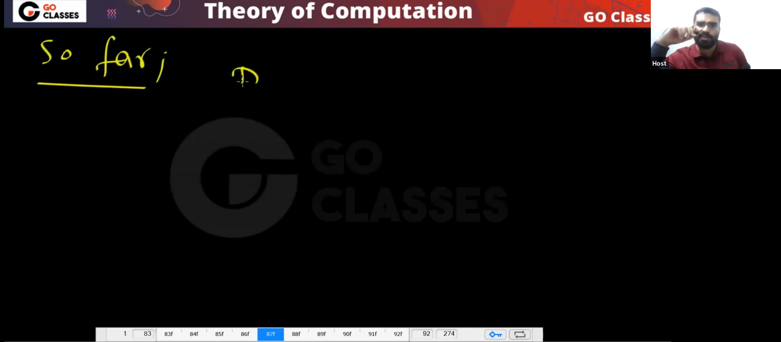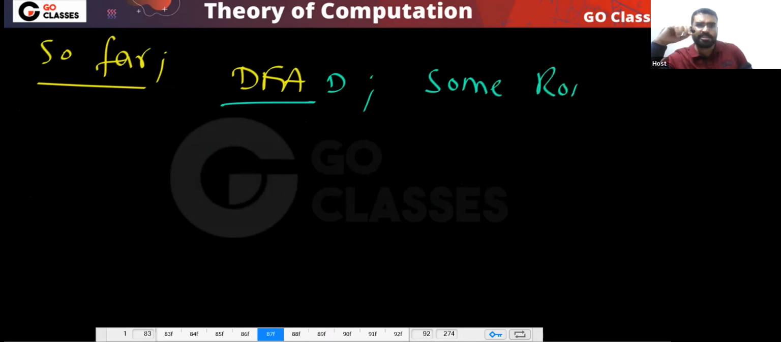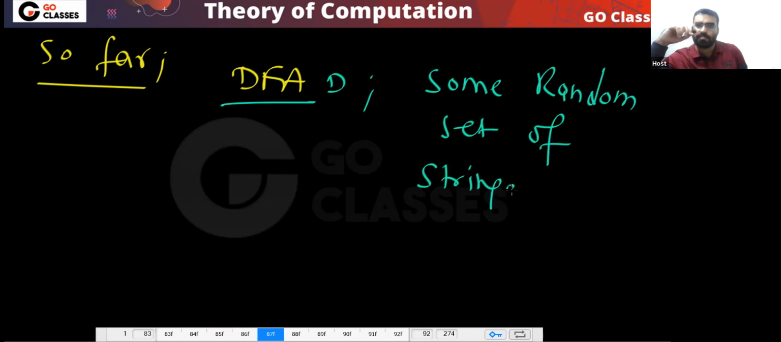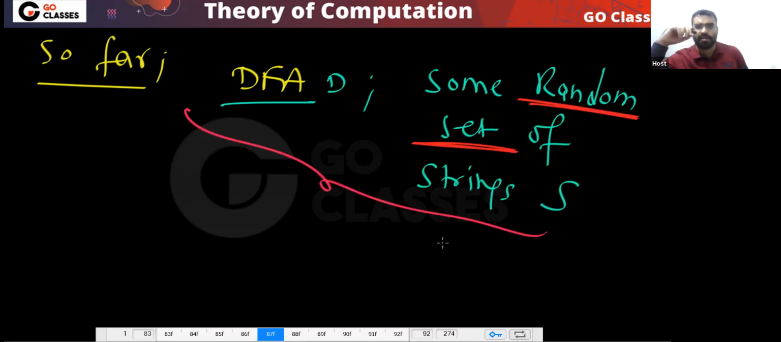So remember, some random set I have taken. Please understand that. What we have done so far? We have a DFA, and some random set of strings, S. Randomly, I am taking some strings, and what we are checking is where these strings will go. We are not taking the language of the DFA. We are taking some random set of strings and checking where these strings will go.